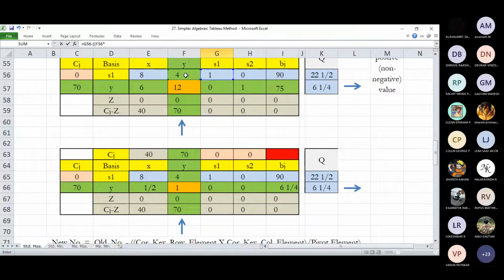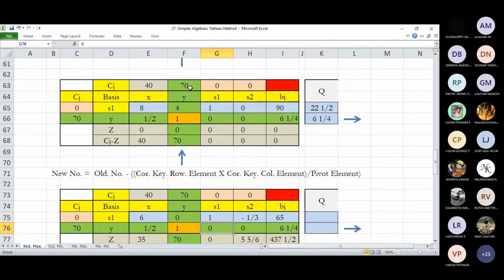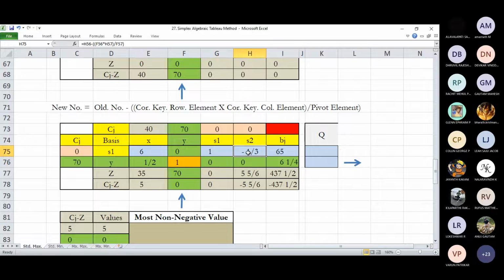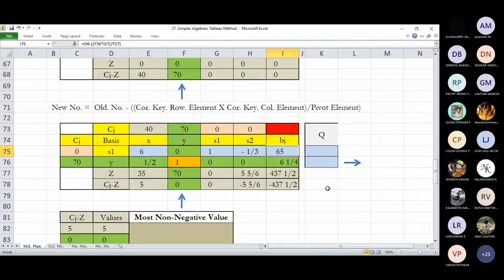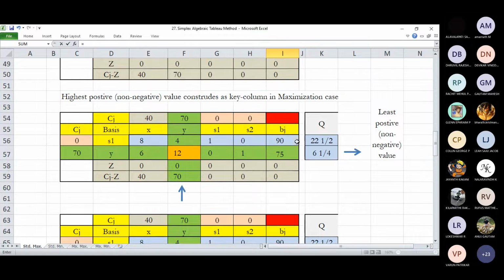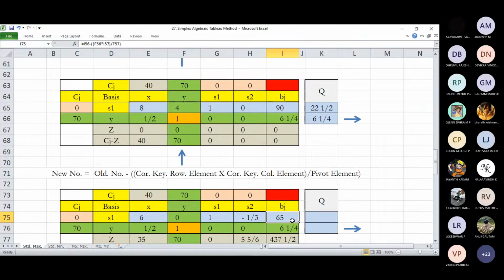4 multiplied by its corresponding row, which is 0, and divided by the pivot element. So that's how it becomes 1, and so on. Now we can even see this 90. I'll just let you know why we got this 65 here. It is 90, the already existing, minus its corresponding element in the key column, which is 4, multiplied by the corresponding element in the key row, which is 75, divided by 12. So that will give us 65, right?